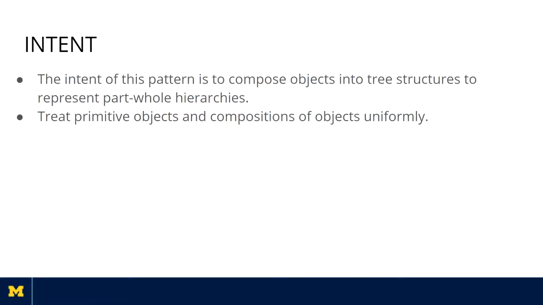The intent. The composite pattern has two intentions basically. One is to form a tree structure out of a leaf and a composite, and the second one is to treat both the leaf and the composite as a uniform structure, to not distinguish between their implementation.